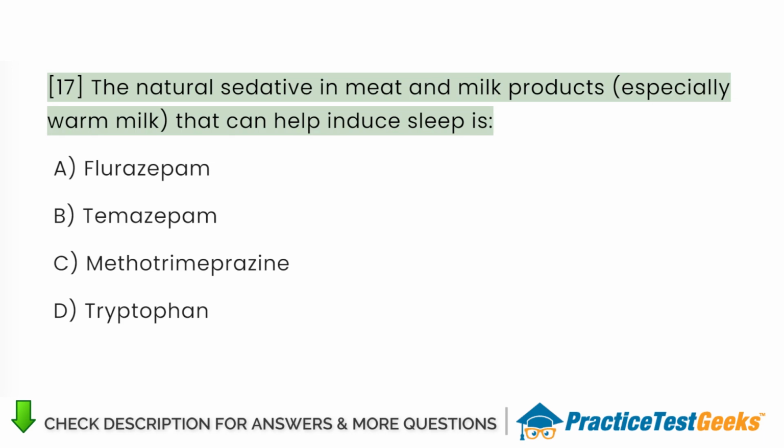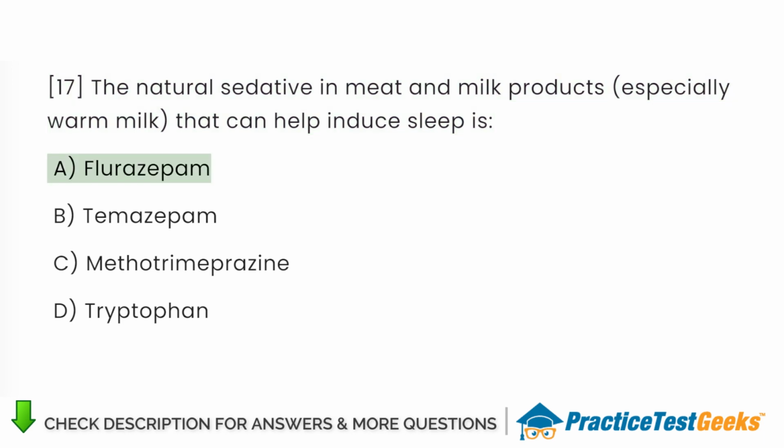The natural sedative in meat and milk products that can help induce sleep is: A. Flurazepam. B. Temazepam. C. Methotrexate. D. Tryptophan.